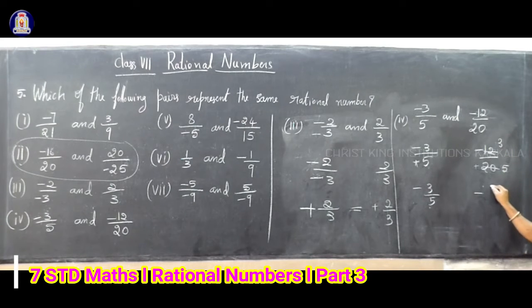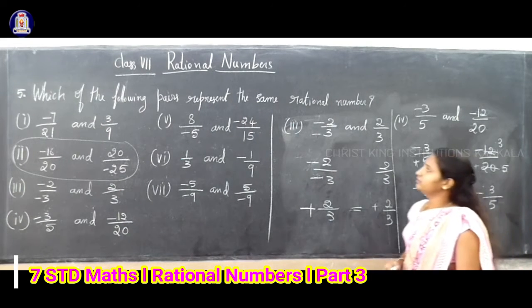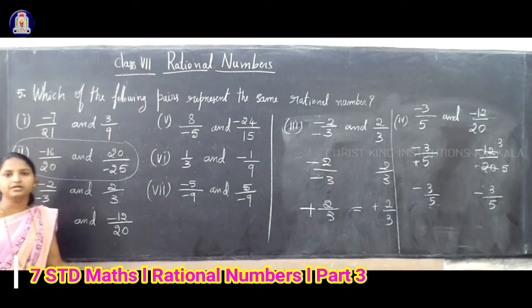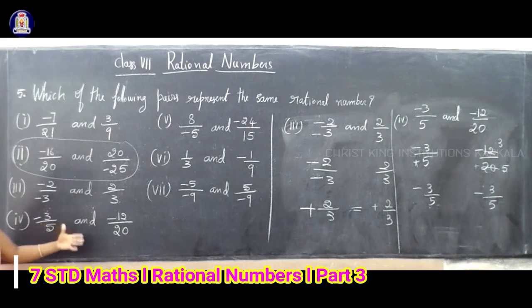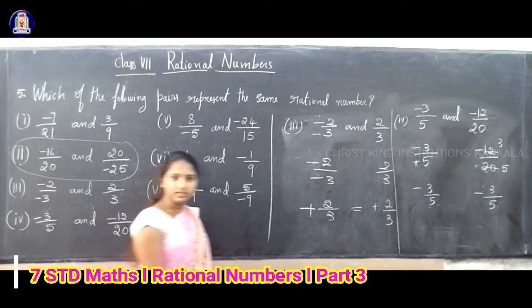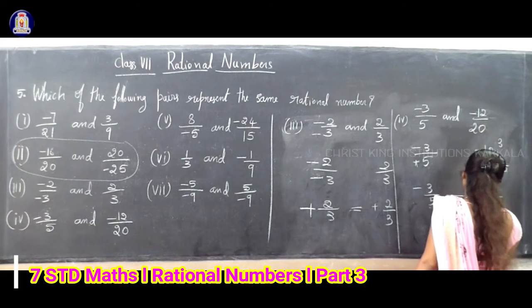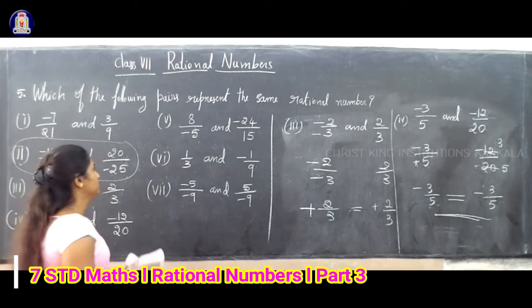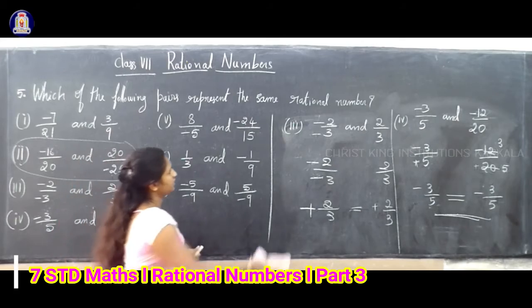So what remains is minus 3 by plus 5, that is 3 by 5. The sign here is minus and here the sign is plus, so plus minus gives minus. So what is the answer? Minus 3 by 5, and here also minus 3 by 5. Can you say that in the fourth question the pair of numbers are the same rational number? Yes. So the fourth question, the pair of numbers represents the same rational number. Clear? Okay, now let's check the fifth pair of numbers.